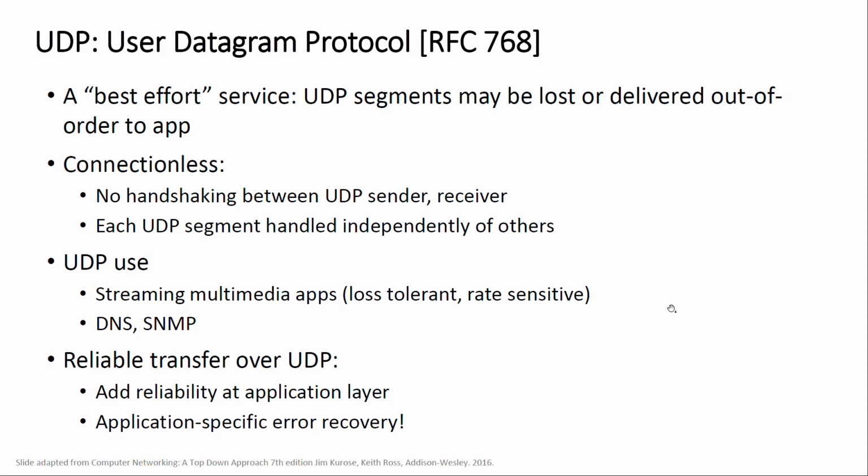So you have to add reliability at the application layer, and you have to perform application-specific error recovery. So you have to check in which order you received the data, and if you were expecting some part of the data which you didn't receive, you have to ask for it again and so on. You have to do it at the application layer.